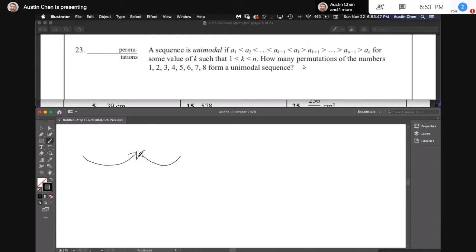So this number right here, we're increasing from everywhere, right? So then this number has to be our maximum. So it has to be 8. And in addition, this will be our a sub k, right? We can see that a sub k is our maximum here. And it says that 1 is less than k is less than n, so k can be anywhere except equaling 1 or n. So basically it's saying that 8 can't be the first or the last number in our sequence.